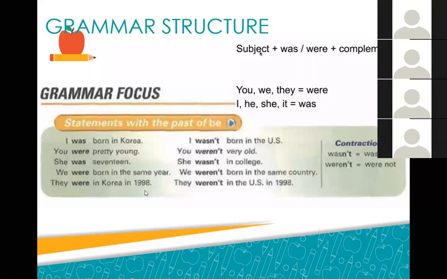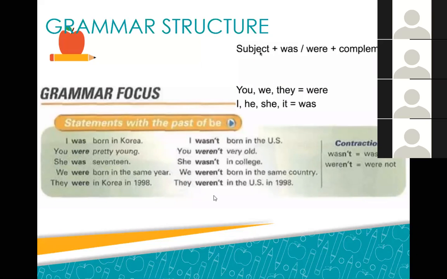What about Eileen Michelle? The next one, this one? I wasn't born in the U.S. Very good. What about Cecilia? Cecilia Estrada, the next one. You weren't very old, very good. Dina, what about the next one? She wasn't in college. Boris, what about the next one? We weren't born in the same country. Very good.